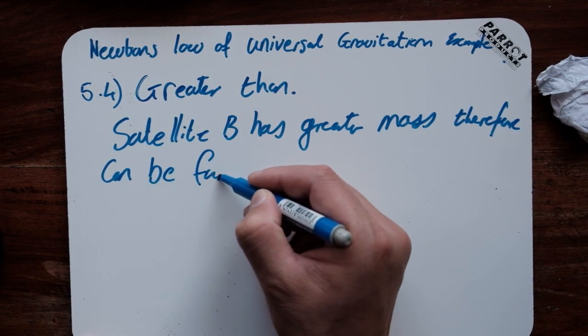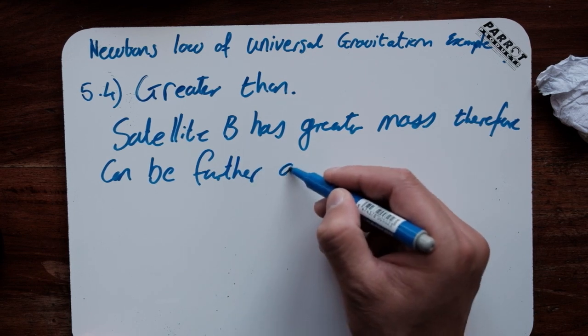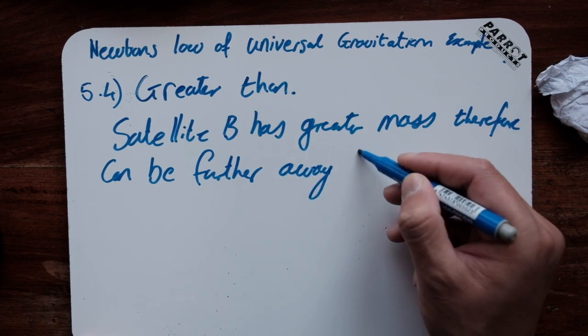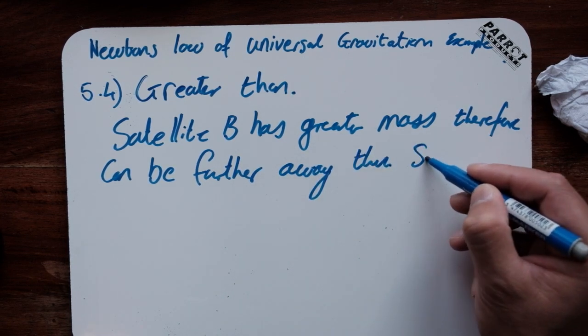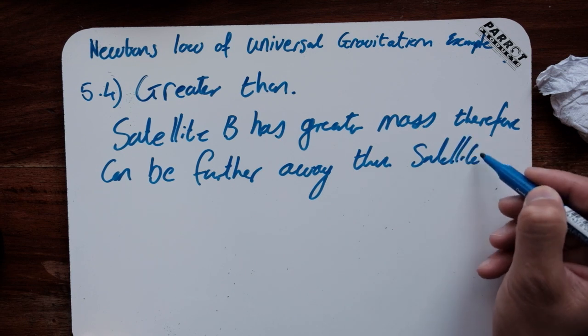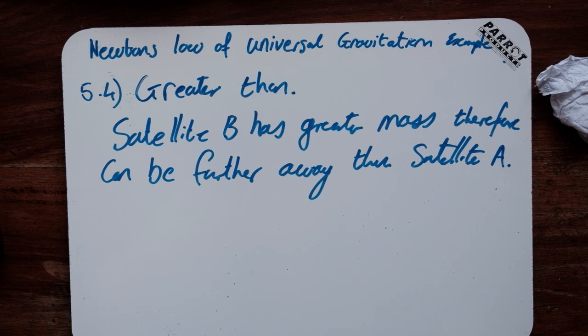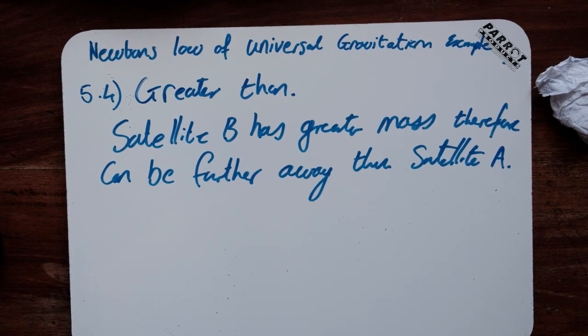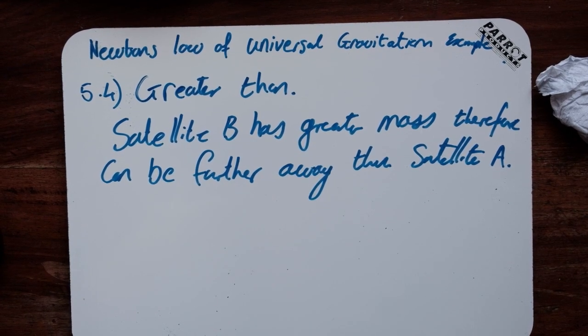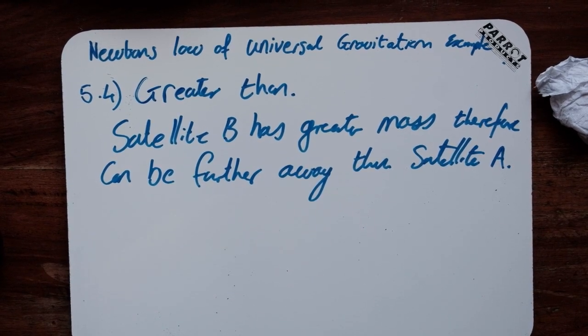if you go back a little bit, you can then see, or I'll put on a screenshot of this, that satellite B is a greater mass than satellite A. So if satellite B is a greater mass than satellite A, that means it can afford to be further from the Earth in order to experience the same amount of force. So your answer would be greater than.